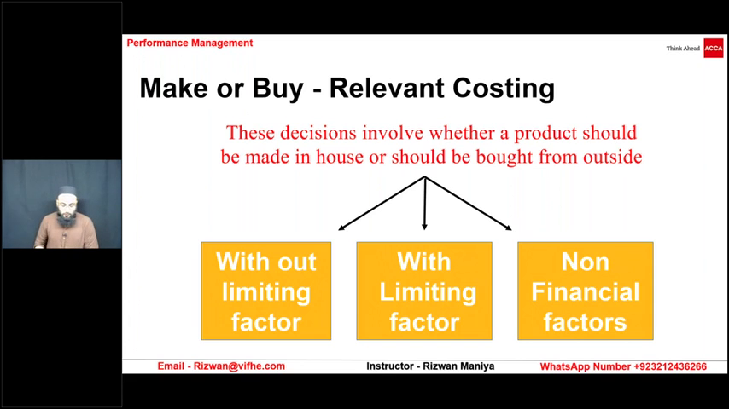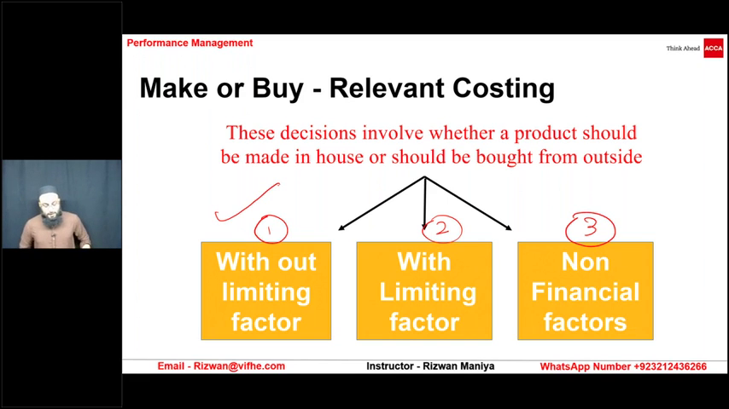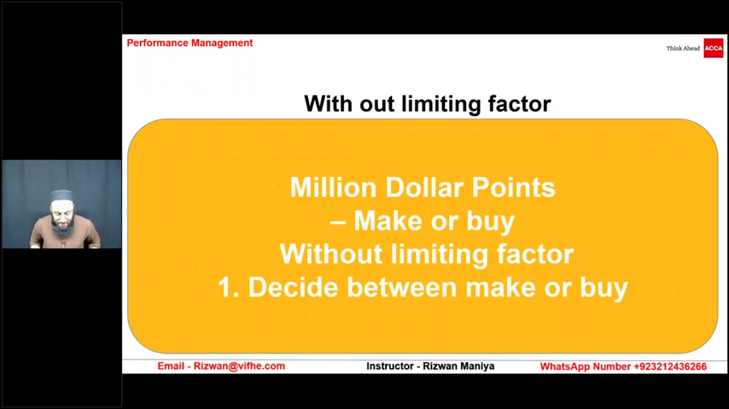Now, three things that we will be covering are make or buy situation without limiting factor, make or buy situation with limiting factor, and make or buy non-financial factors, and all these three are being examined in Robert Company. So it will give you a perfect idea as to what is being asked. So we will recap that and we'll cover that. Let's start first with make or buy without limiting factor. Okay, $1,000,000 points are here to help you people.